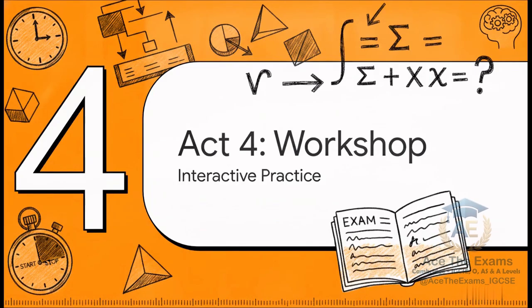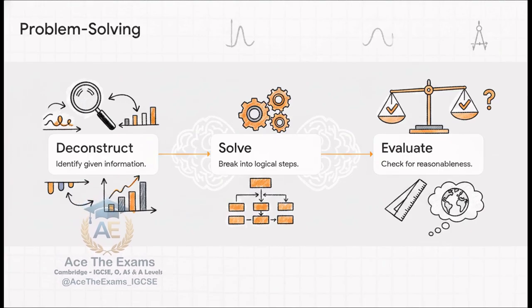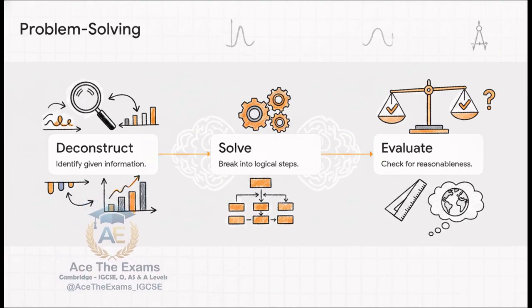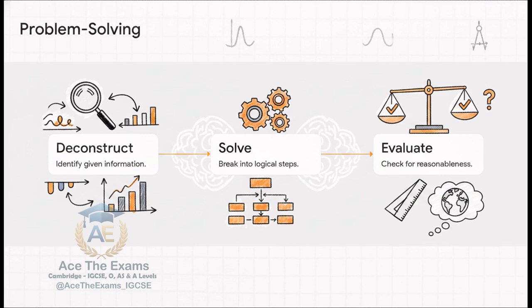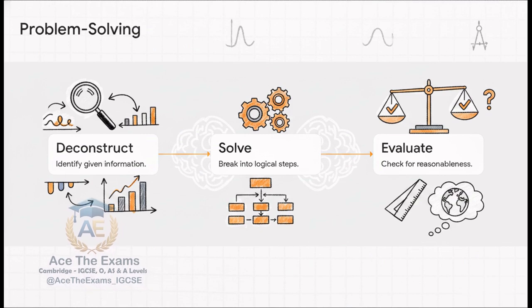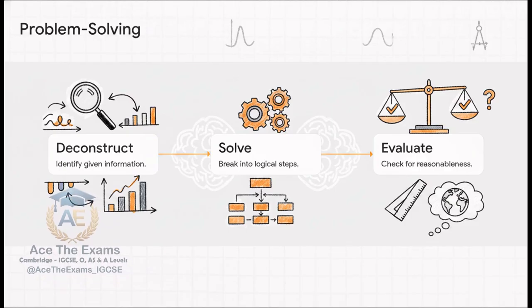All right, welcome to Act 4, the interactive workshop. It's time to put all this theory into practice. Imagine you are sitting in the exam hall right now. The clock is ticking, and a complex problem appears on the page. When you face that problem, I want you to run this specific 3-step software in your brain. Deconstruct, solve, and evaluate. First, deconstruct. You are scanning the data, extracting the core trend, highlighting the specific numbers, and defining the scope of the problem. Don't just start writing. Plan your attack.